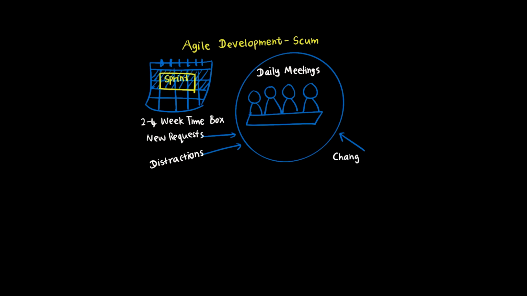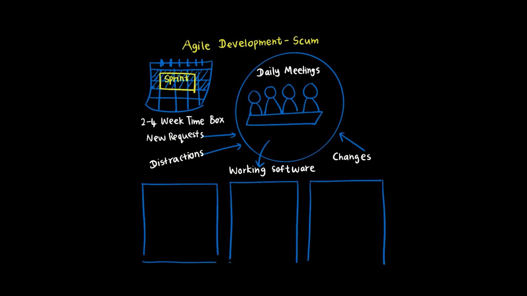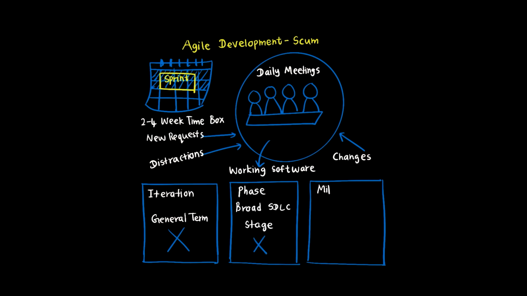It's like a basketball team practicing intensively for 2 weeks before a game, with no interruptions from outside. Iteration is a general term for repeating cycles, but sprint is the specific Scrum term. Phases are broader SDLC stages containing many activities. Milestones are decision points in timelines. Only sprint captures that time-boxed, protected, intensive work period that's fundamental to Scrum.